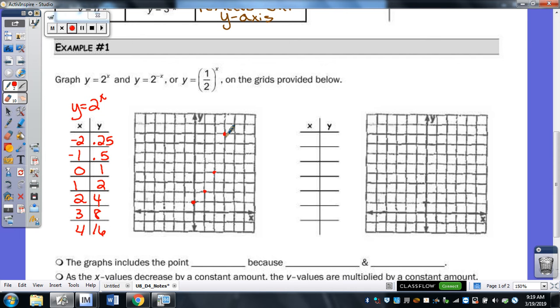Negative 1.5, so that means I'm only going to go about half a box up. And then 0.25 means I should be even closer to that x-axis than my 0.5 was. Again, you're going to just estimate with those two decimals.